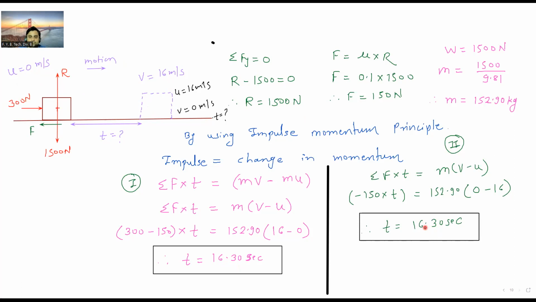Is it clear? Yes, sir. Do you understand? Yes, sir. So this is the problem on impulse momentum. One more problem: this is the problem on level plane. Here also two varieties are there, once the block is on the level plane and another is the block on the inclined plane.